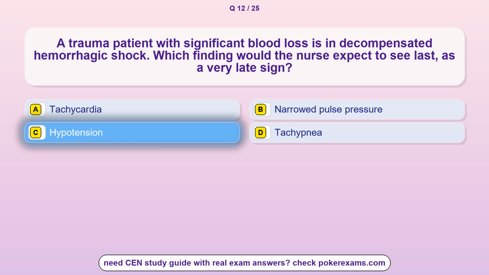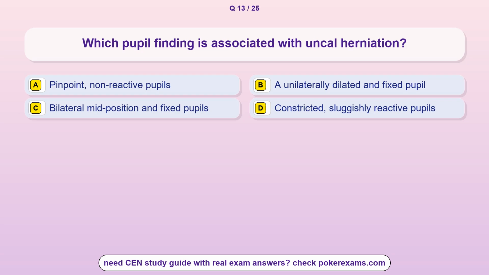The correct answer is option C, hypotension. Question 13. Which pupil finding is associated with uncal herniation?